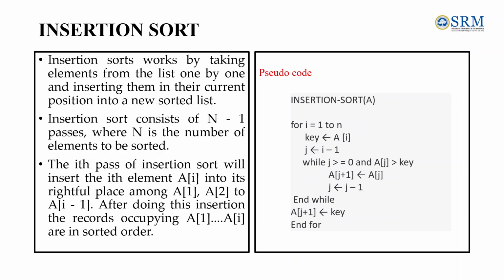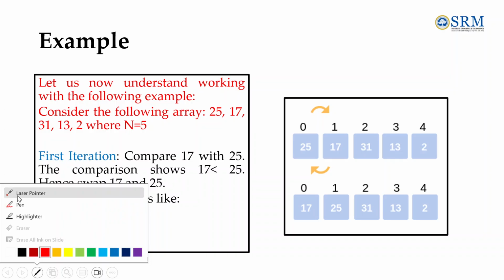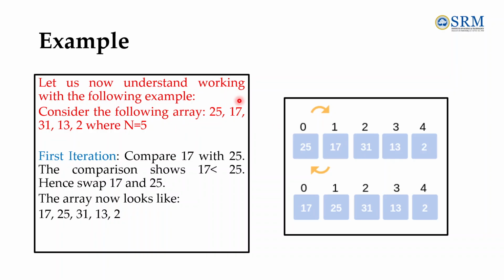So here you can see an example. This is the order. Now I have taken 17 as the key element. I compare 17 with 25. 17 is lesser than 25, so I will keep it in the first place. So I will swap it.